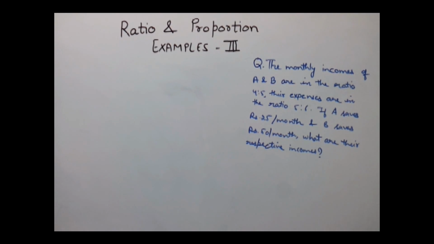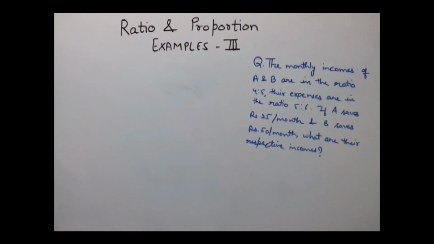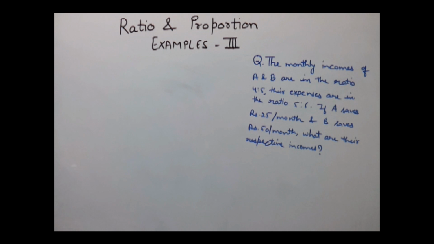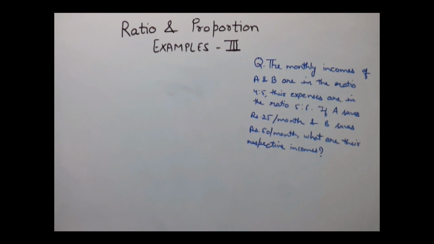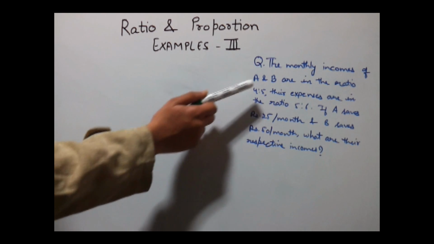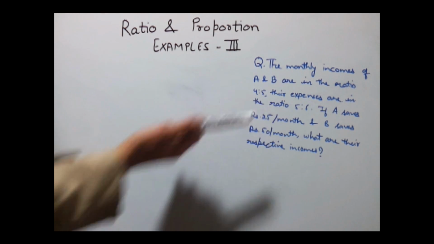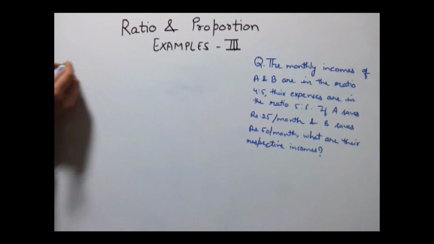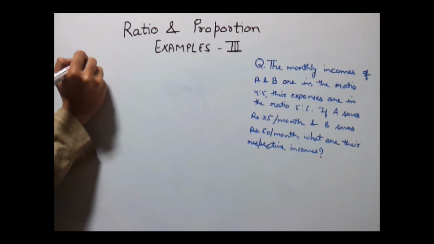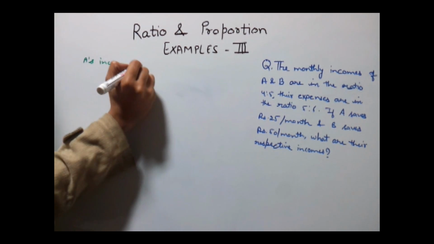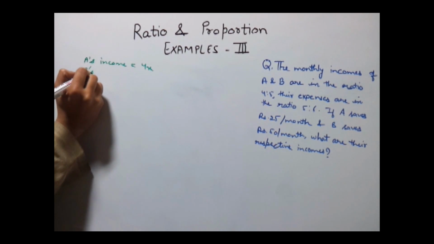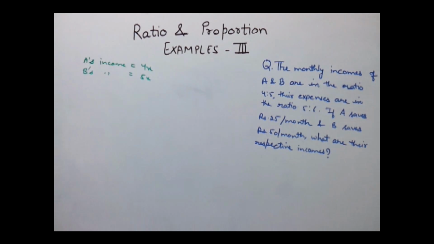Another example is: the monthly incomes of A and B are in the ratio 4:5. Their expenses are in the ratio 5:6. If A saves rupees 25 per month and B saves rupees 50 per month, what are their respective incomes? Now it is given that monthly incomes are in the ratio 4:5. So let's say A's income is 4x. Similarly, B's income is equal to 5x.